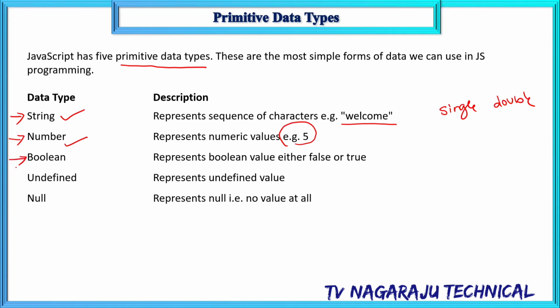Next is Boolean, which has only two values, either true or false. Next one, undefined. What is meant by undefined? We are declaring a variable, but we have not assigned any value. Then this variable takes the value undefined. And the last one is the null data type. It means we assign the null value to the variable, meaning simply that till now there is no value.